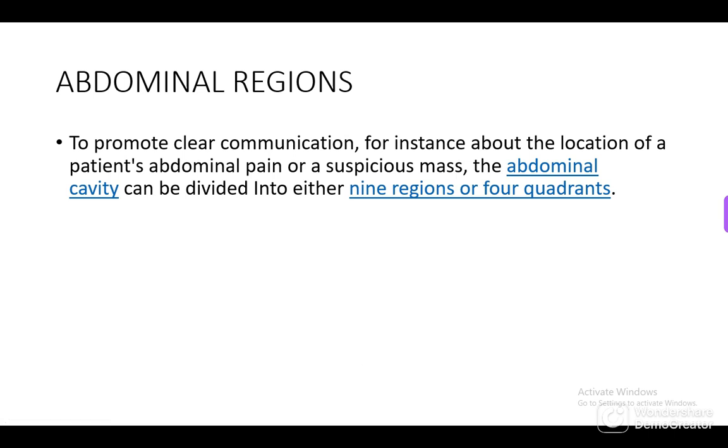Abdominal regions promote clear communication, for instance, about the location of the patient's abdominal pain or a suspicious mass. The abdominal cavity can be divided into either the 9 regions or the 4 quadrants.